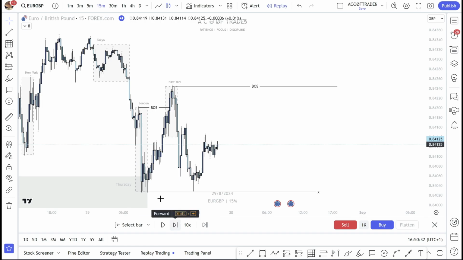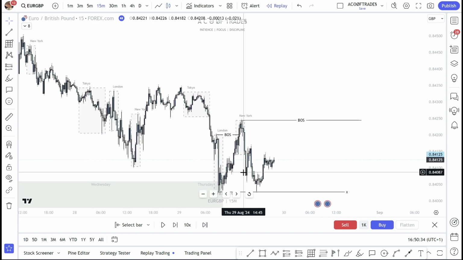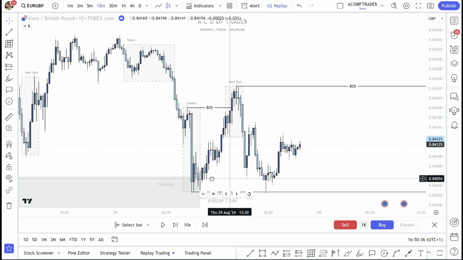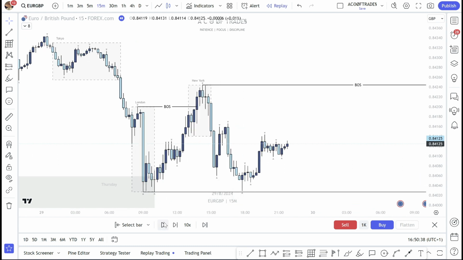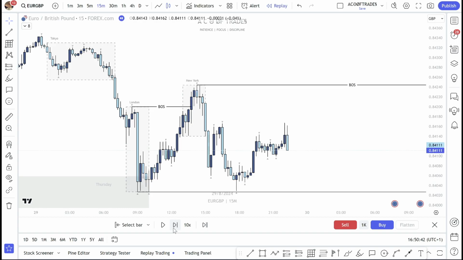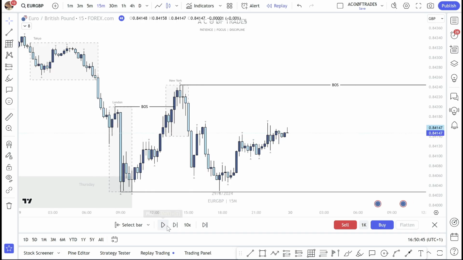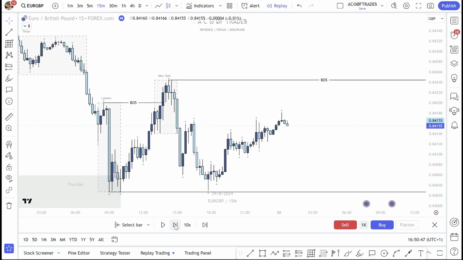So yeah, we need a sweep. At the minute we've not swept anything. We've mitigated the 4 hour demand zone, but we haven't got any kind of sweep. So this is my liquidity resting below here. That's what I need to see taken out before we look to get into the markets. So let me just play it forward for you.